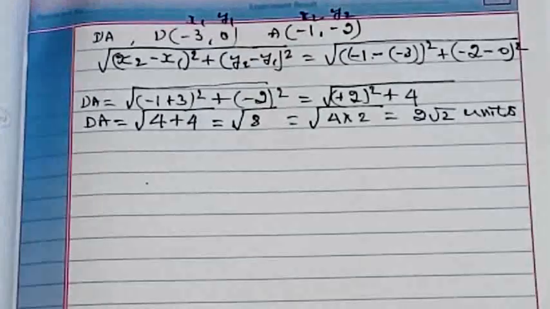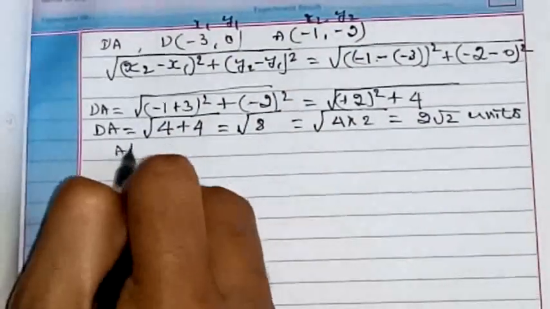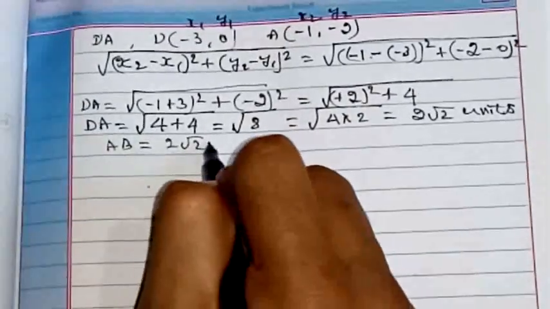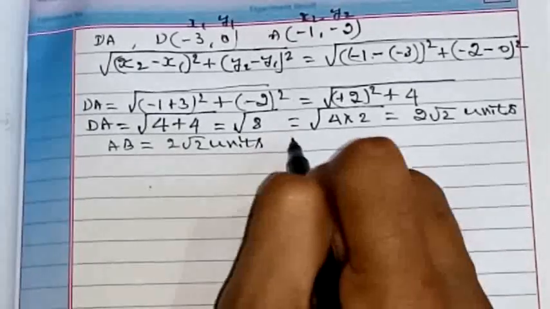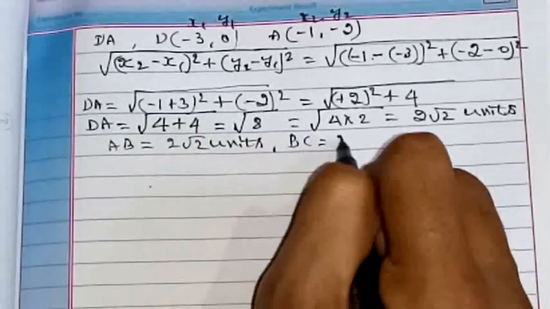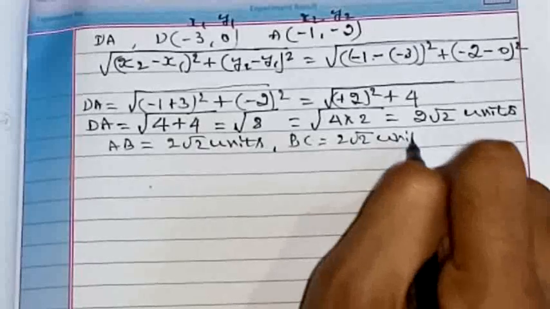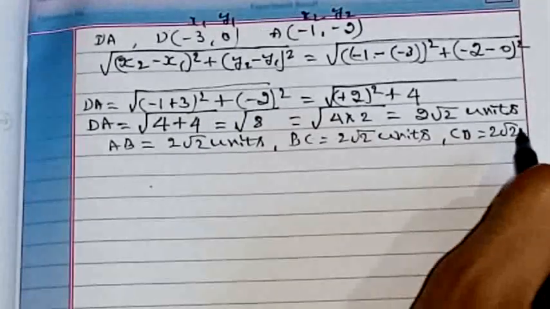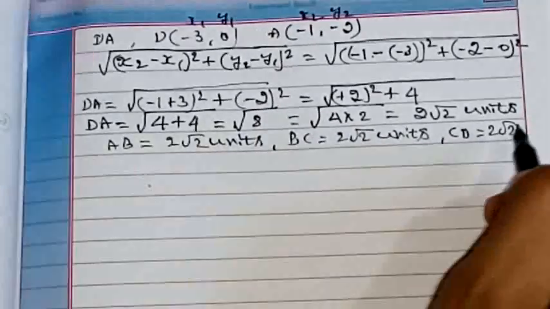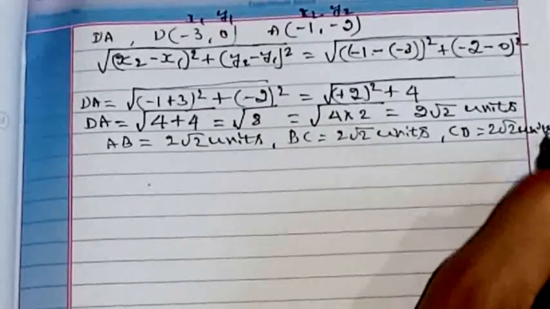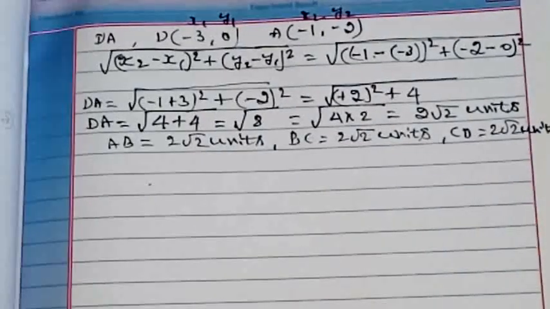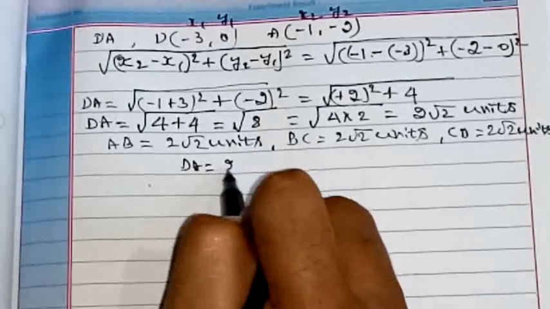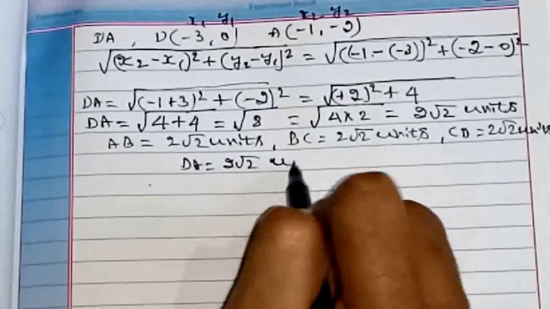So the answers are, for AB, the answer is 2 root 2 units, and for BC, it's 2 root 2 units. For CD, it's again 2 root 2 units, and for the last one, DA, also it's 2 root 2 units.